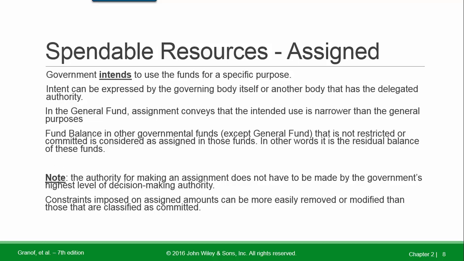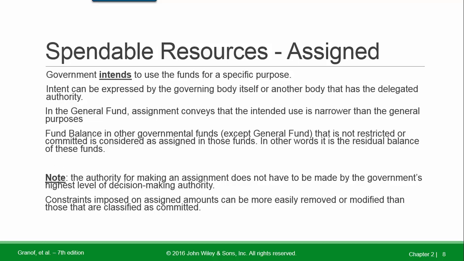We move to the next level of constraint, assigned. The government intends to use the funds for a specific purpose. Intent can be expressed by the governing body itself or another body that has been delegated the authority. In the general fund, assignment conveys the intended use is narrower than the general purposes. Fund balance in other governmental funds, except for the general fund, that is not restricted or committed is considered as assigned in those funds. In other words, it is the residual balance of these funds, not including the general fund.